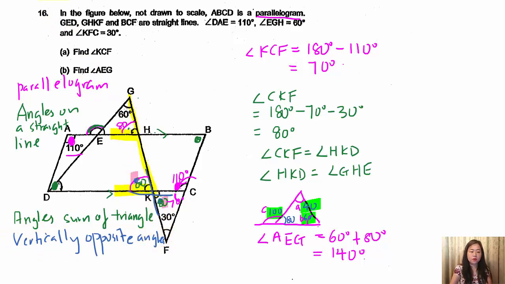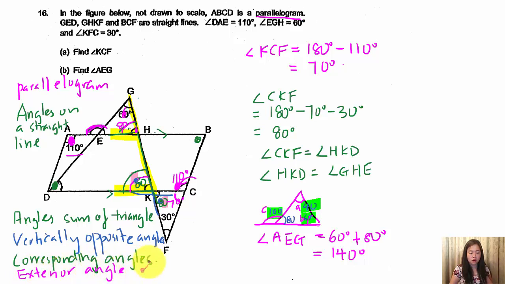We also see the importance of corresponding angle here, where this angle is the same as this angle. Finally, we see how we can use 2 interior angle is equals to 1 exterior angle, which is exterior angle of a triangle.